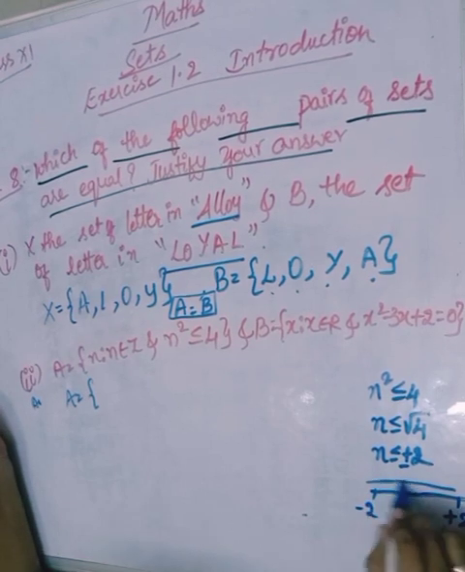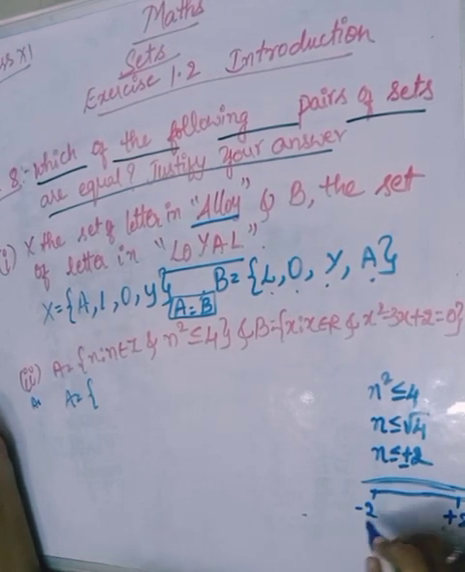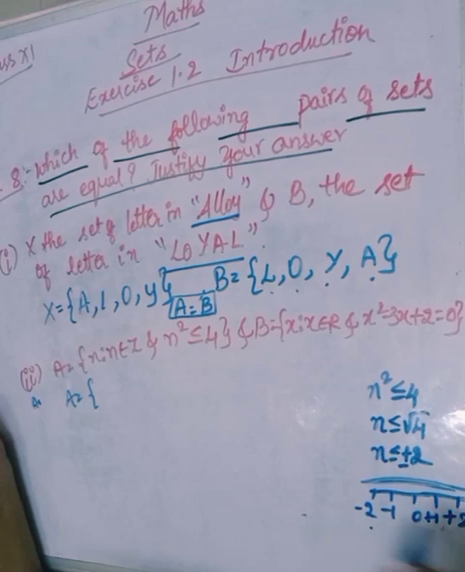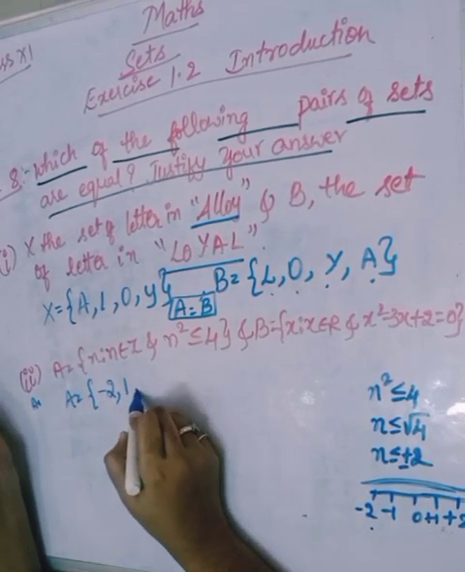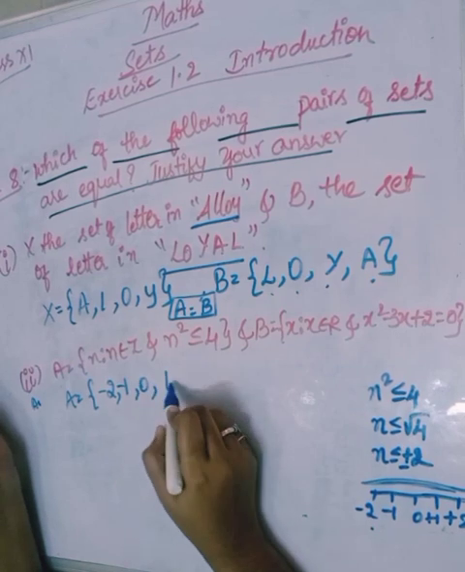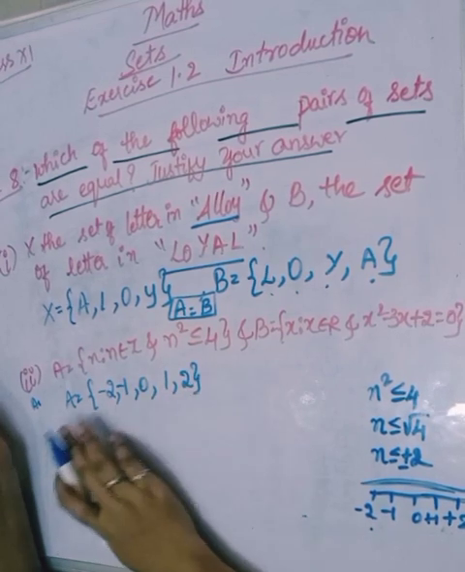That means whatever number exists will be equal to this, otherwise it will be between them. That means it may be minus 1, 0, plus 1, anything. So therefore we need to write all the elements: minus 2, minus 1, 0, 1, 2. These are the elements we will get here.